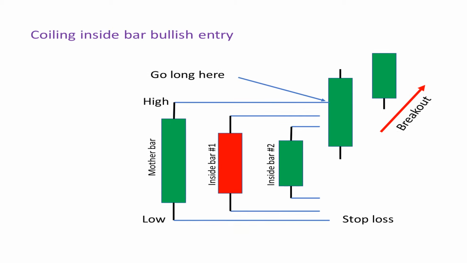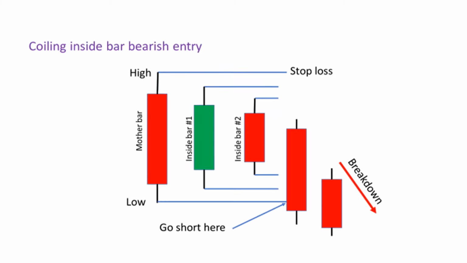To enter the trade, we draw two horizontal lines from the high and the low of the mother bar. Now, if the next candle after these two inside bars, this bullish candle, passes the high of the mother bar, we can enter the trade right here and put our stop loss 1 or 2 ATR below the low of the mother bar. This is called the quelling inside bar bullish entry.